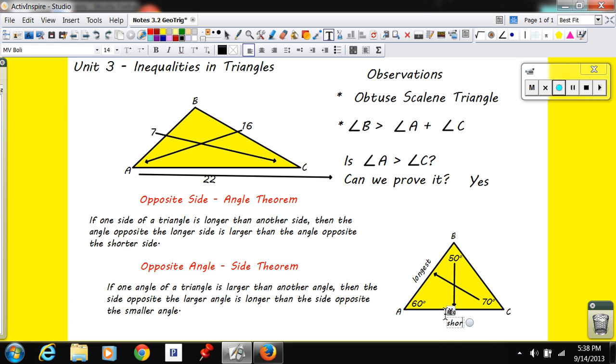Now, it may not look like that in this picture, but if those were the correct angles, then you would have your longest side and your shortest side. Those are the inequality in triangles theorems. There you go.